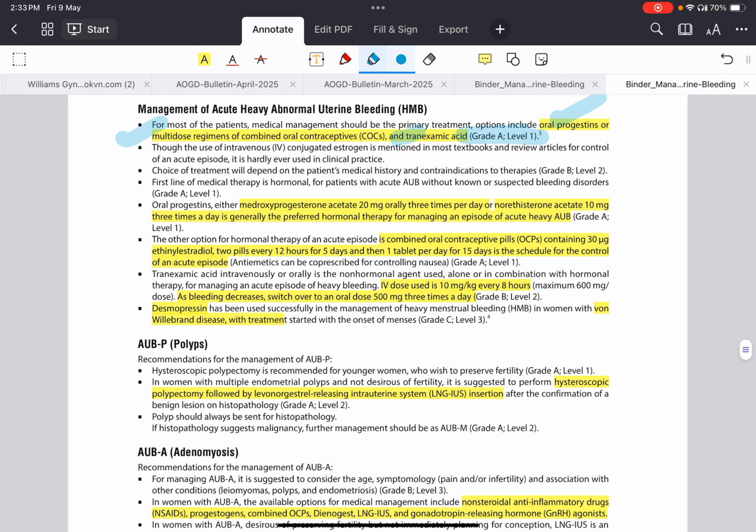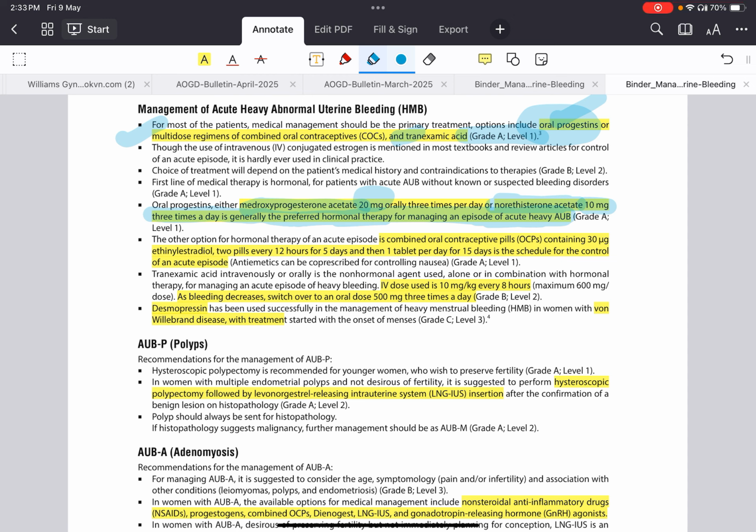The oral progestins I'm telling you about are the ones we see day to day in OPD. Norethisterone acetate is generally preferred in India. We give norethisterone acetate 10 milligrams three times a day, and this is the hormonal therapy preferred for acute heavy bleeding. If norethisterone acetate is not available, as pharmacists are saying, then you can go for medroxyprogesterone acetate, which has also been used: 20 milligrams orally three times a day.